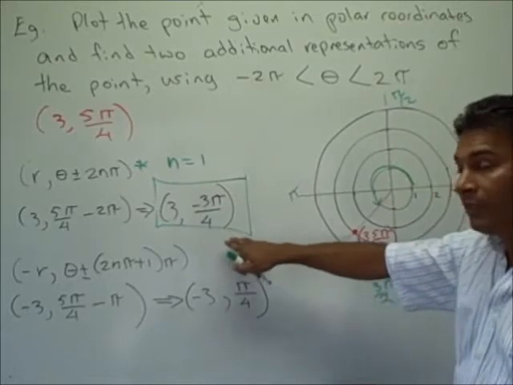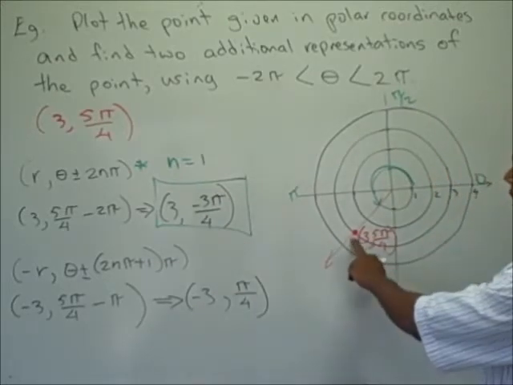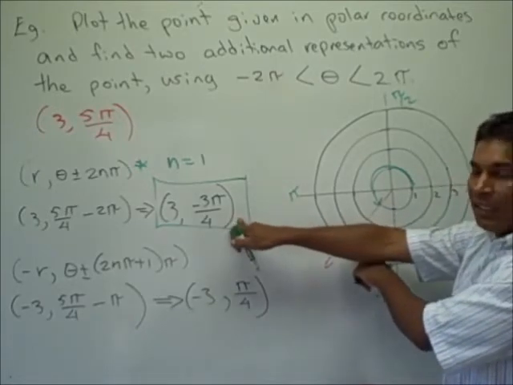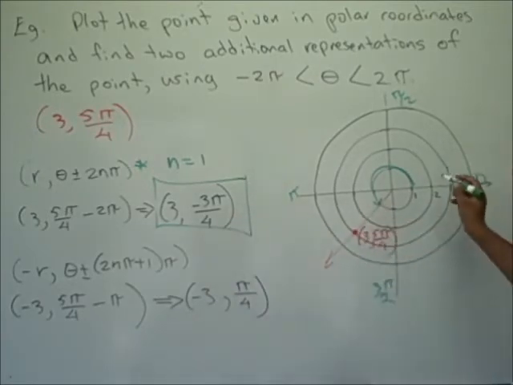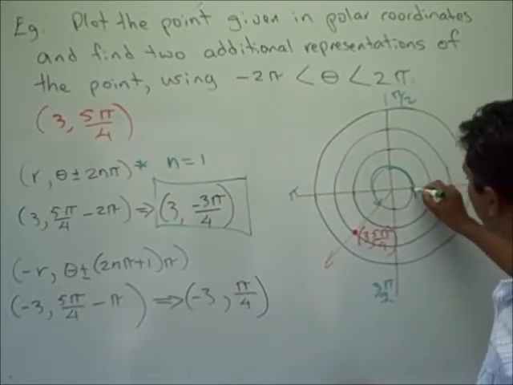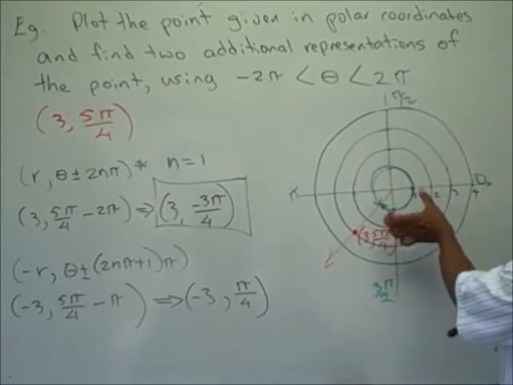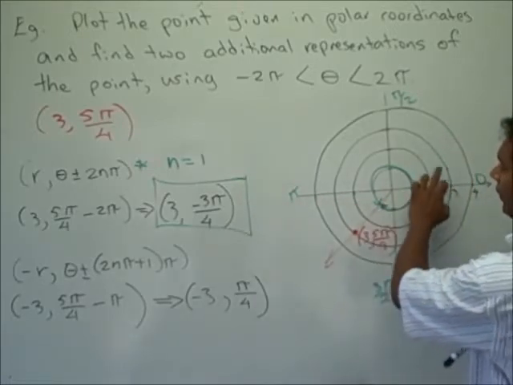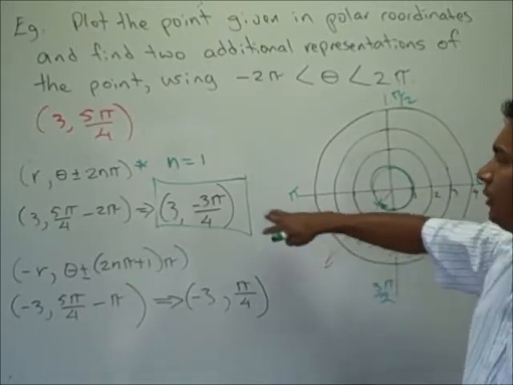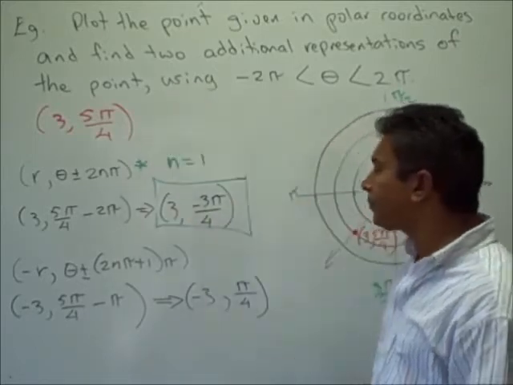And we can prove that this also represents the same point. So once again we have our radius, which is 3. Our angle is negative 3 pi over 4, which now means we're going in a clockwise direction. So if we measure 3 pi over 4, we will see that we stop here. So negative 3 pi over 4 is the same thing as 5 pi over 4. So it takes us back to the same point. So this representation is the same thing as this.